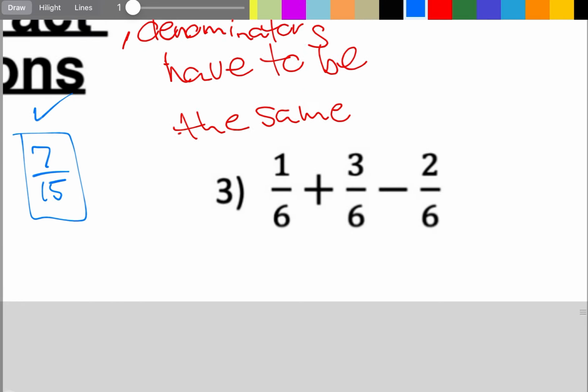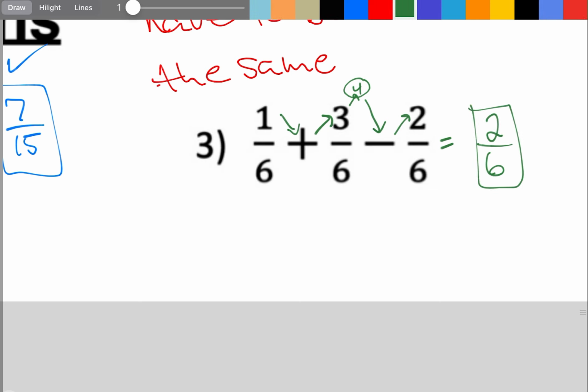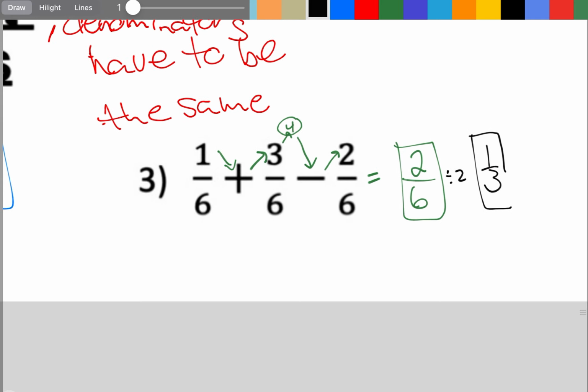All right, again, a little fancy here, a little extra work, but hey, the denominators are all the same. So calculator, 1 plus 3, we end up with 4. And then we're going to do 4 minus 2. 1 plus 3 is 4, and then 4 minus 2 is 2. Is this the final answer? Of course not. Divide by 2 on both sides, you end up with 1 over 3. Simplified answer.